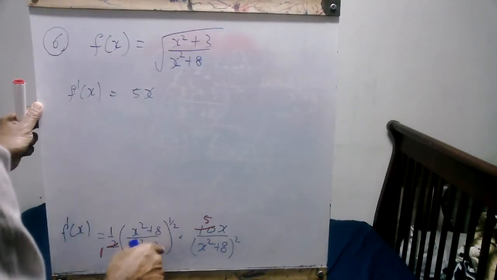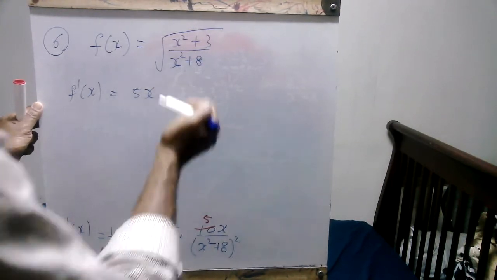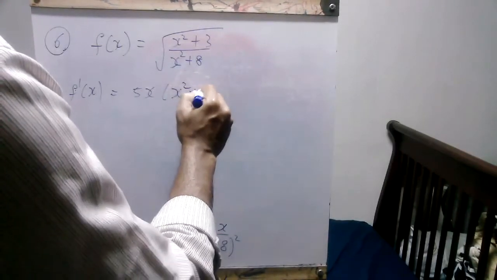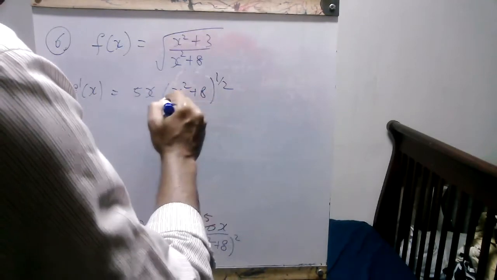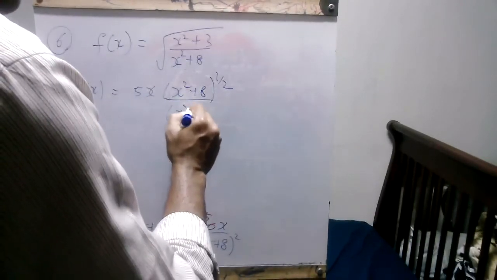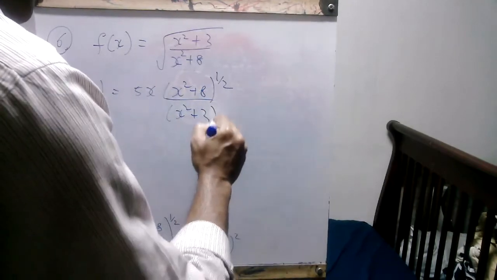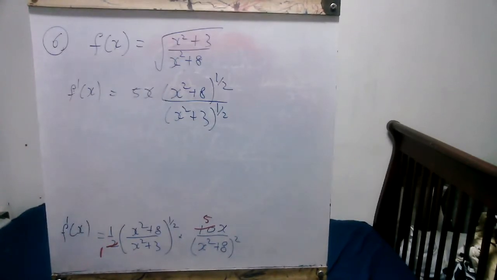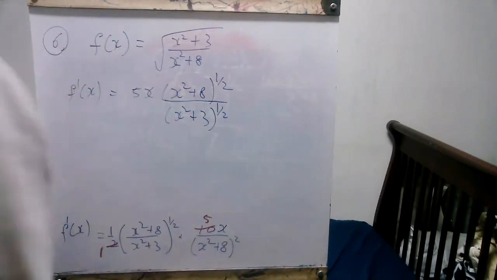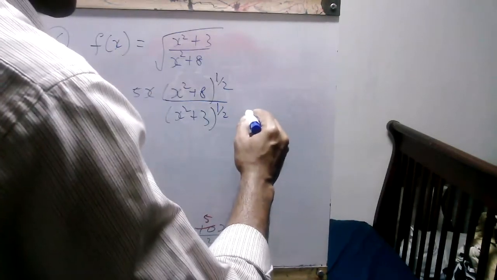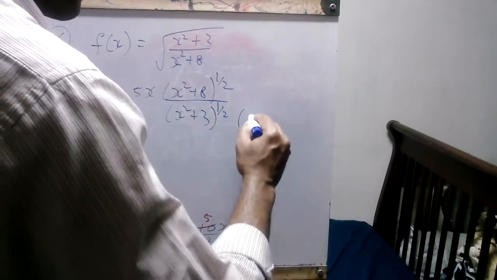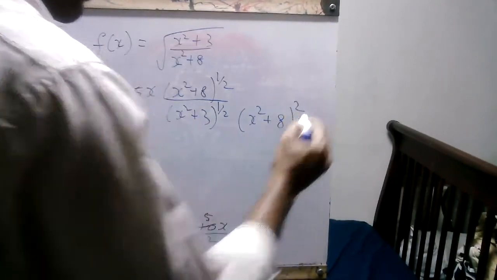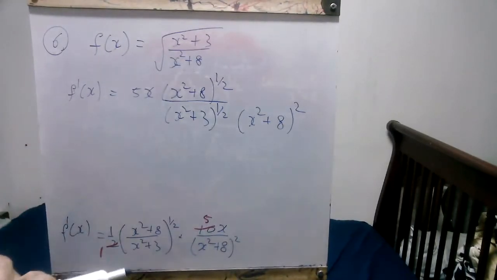x square plus 8. Now we can separate these two like this. You will see why I am doing this. x square plus 8 to the 1/2 divided by x square plus 3 to the power 1/2. And we have to write this part, x square plus 8, squared, right?